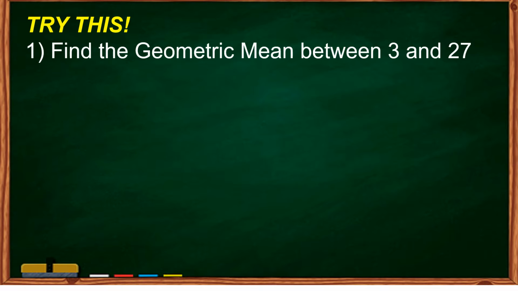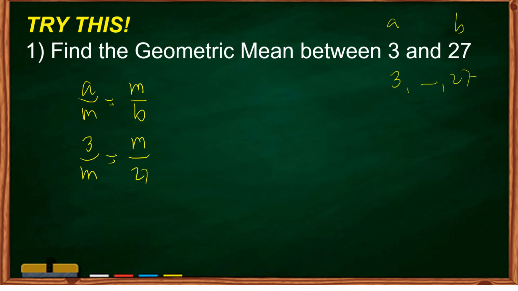Alright, so I would like you to try this problem. Find the geometric mean between 3 and 27. In this particular problem, we need to insert a geometric mean between 3 and 27. So we assume that this is A and we assume this is B. So we are given A over M equals M over B. By substitution, we have 3 over M equals M over 27.